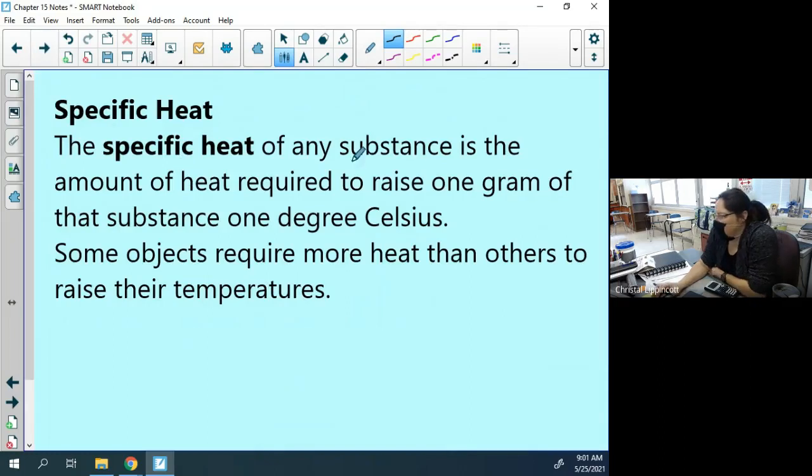All right, specific heat of any substance is the amount of heat required to raise 1 gram of that 1 degree Celsius. So we're back to the land of Celsius now. We were in the land of Kelvin, now we're coming back to Celsius. Some objects require more heat than others to raise their temperature.